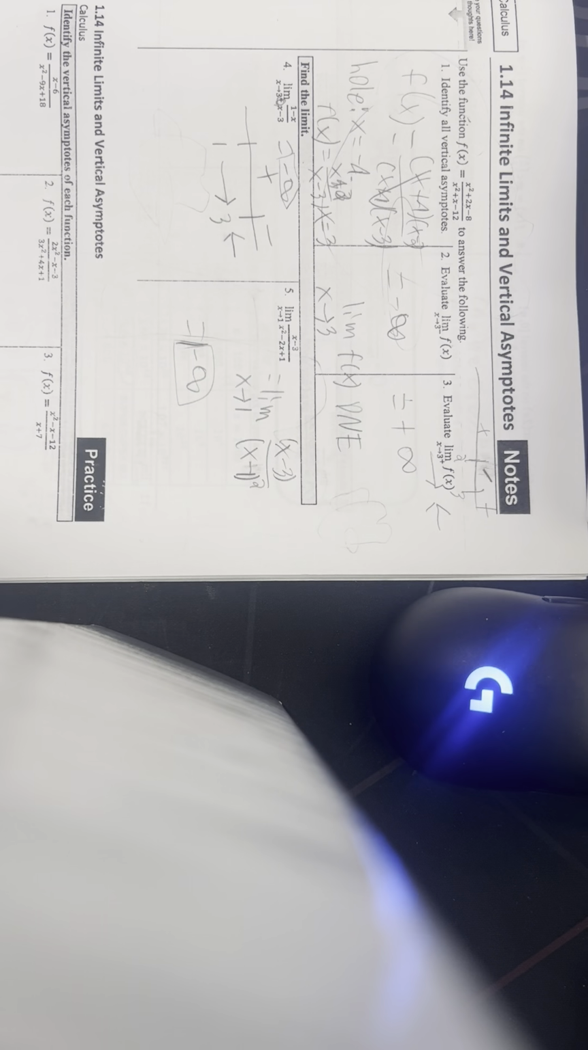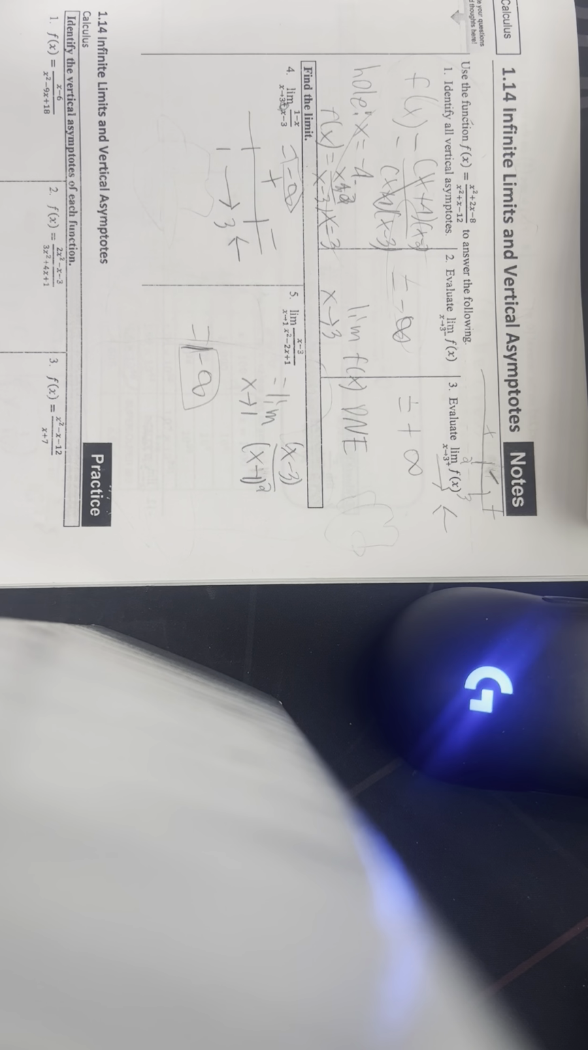Alright. So, using the function f of x equals x squared plus 2x minus 8 over x squared plus x minus 12 to answer the following 3 questions. It wants us to identify all vertical asymptotes. So let's start by factoring.